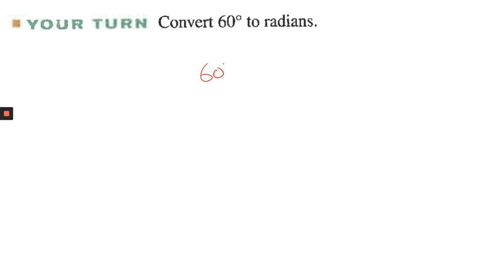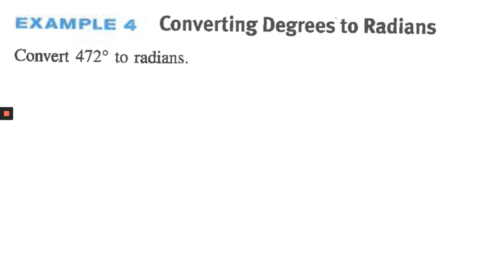Okay, hopefully you said 60 times pi over 180. Ended up with pi over 3 radians. Okay, we can do it again with something not as easy of a number, 472 times, again, pi over 180. And so we would end up with 472 pi over 180. The degrees would cancel out.